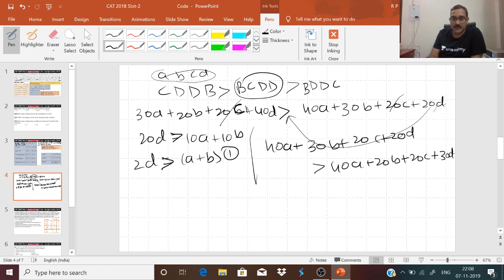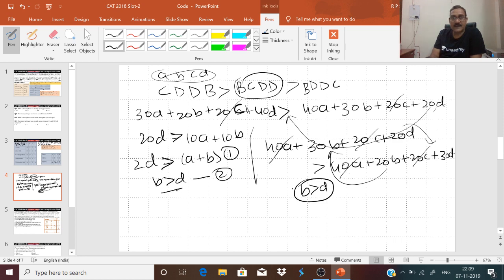Right guys? So see, 40A is cancelled by 40A and 20C is cancelled by 20C. What I get, if I transpose B towards this side and D towards this side, I will get 10B is more than 10D. That you can say B is more than D. B is more than D. I got the second equation. So B is more than D. It is the second equation. Right guys?